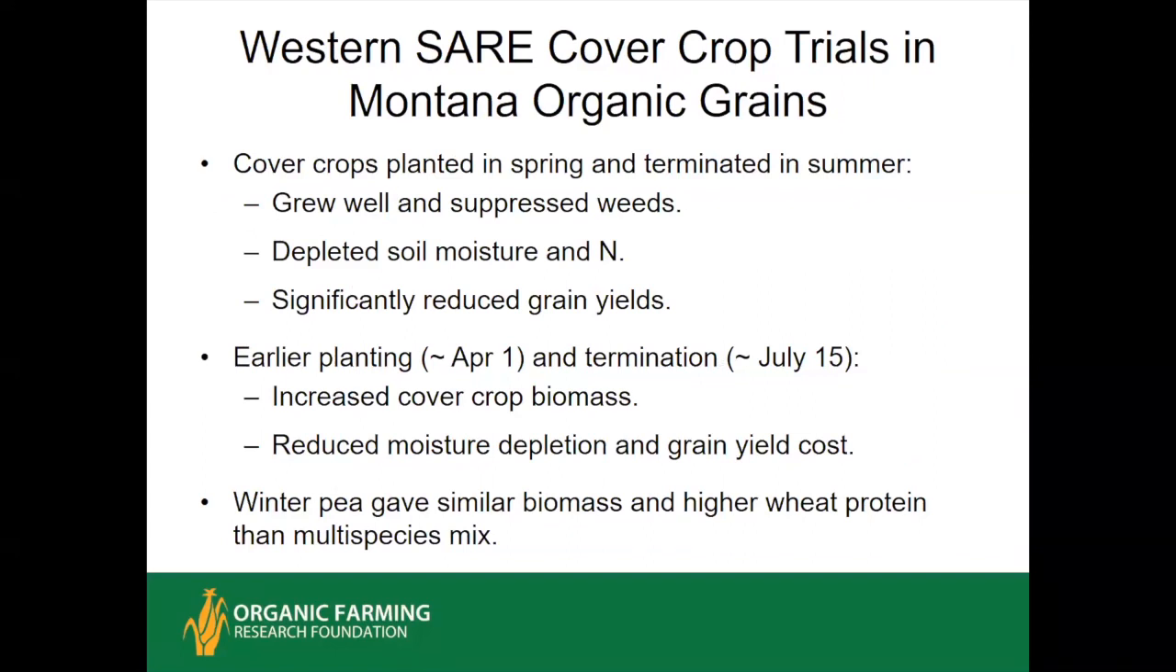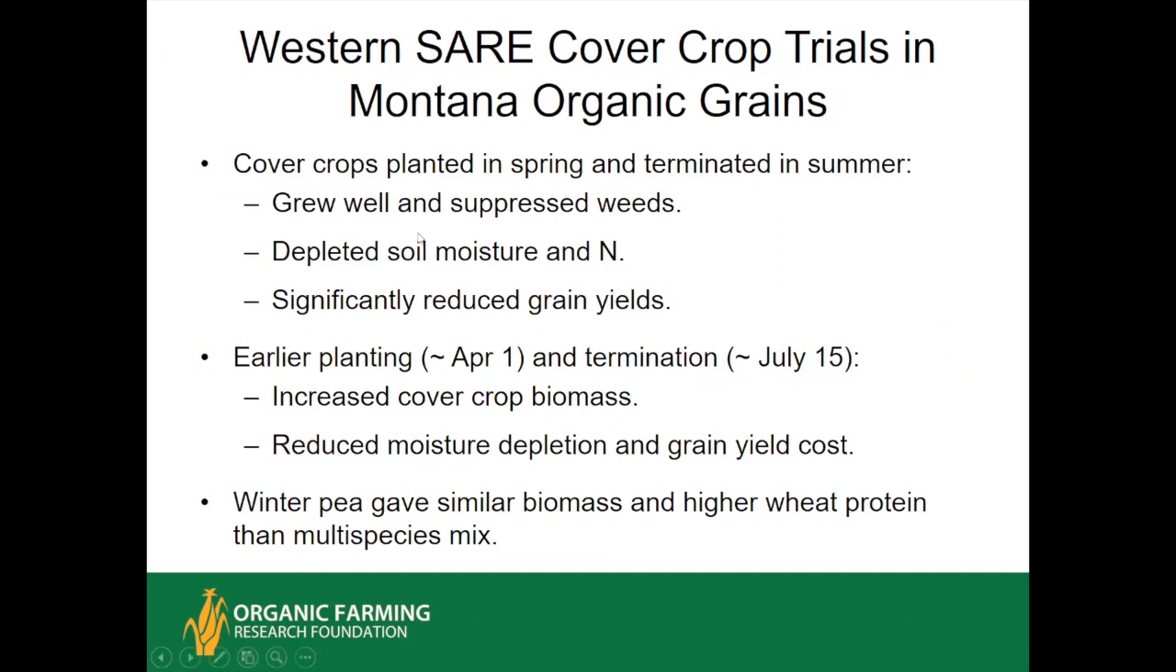Okay, this is some of the trials. When the cover crops were grown in the spring and terminated in the summer, they grew well and suppressed weeds, but they depleted not only soil moisture, but nitrate nitrogen, so that grain yields were significantly reduced, typically by about 25%.